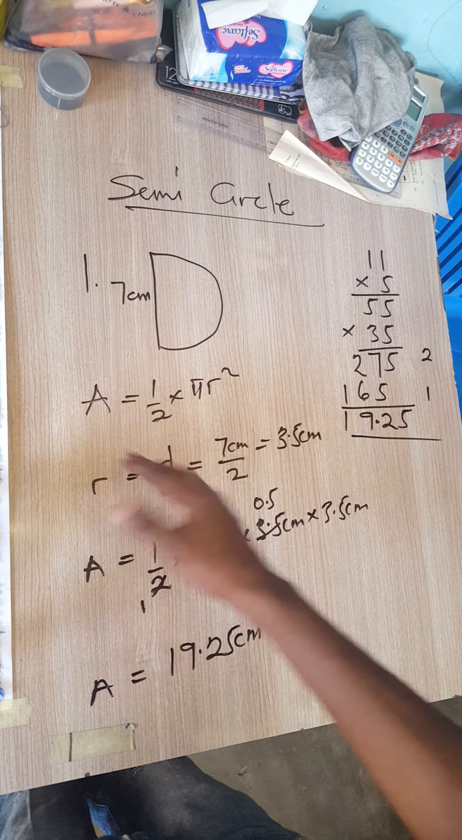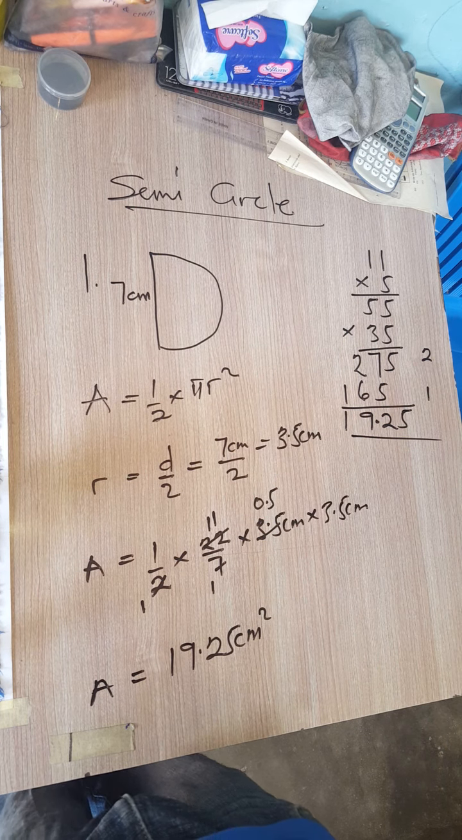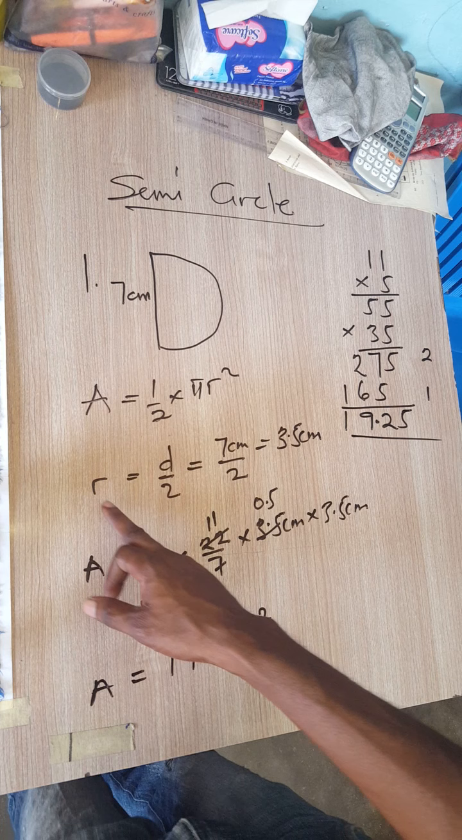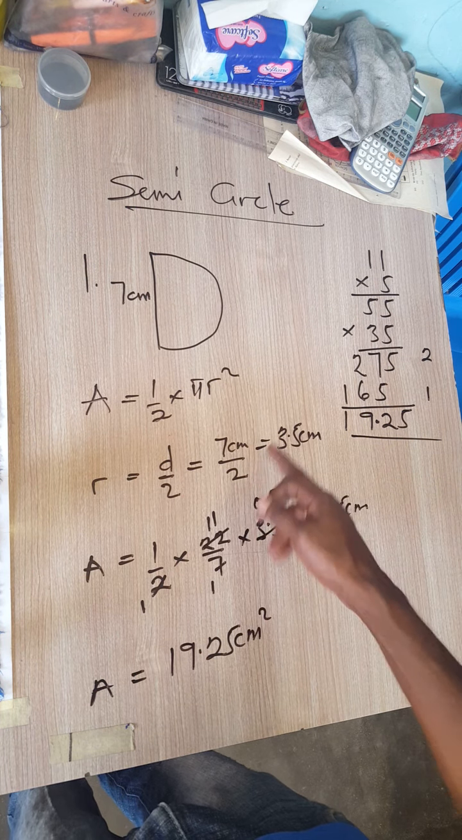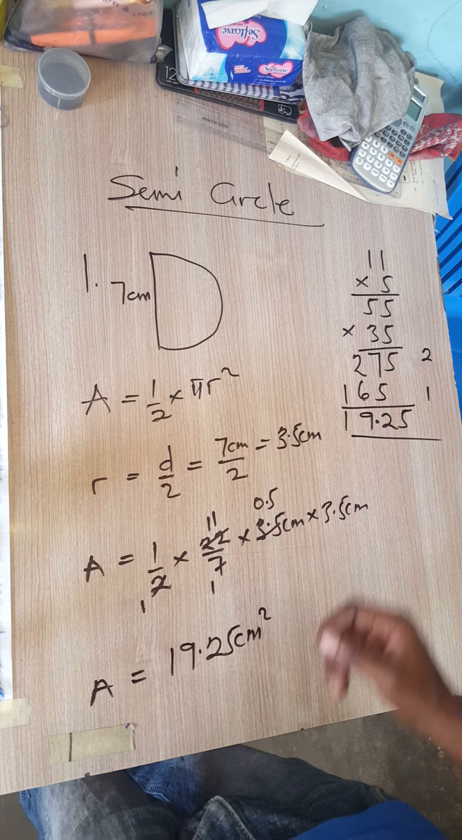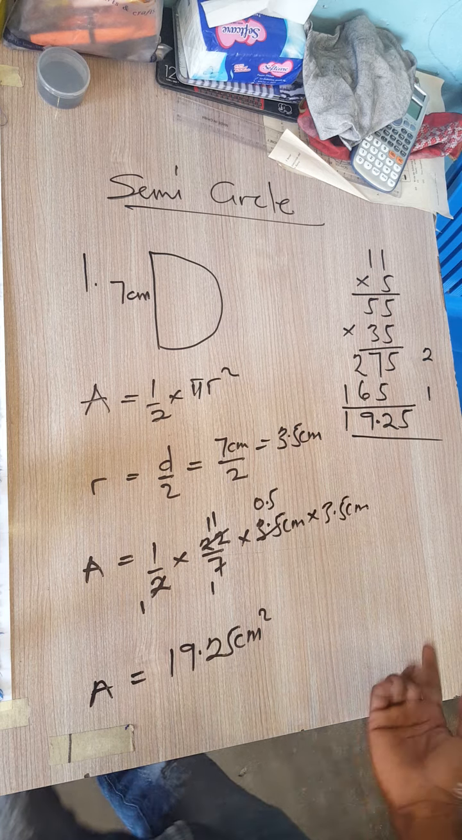We have the area as area equal 1/2 times pi r squared, which is just half of a circle. The r is given by d/2, which is 7 centimeters divided by 2. And that will give us 3.5. Remember that we have the diameter at 7 centimeters.